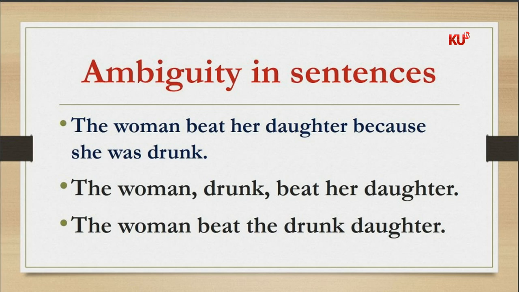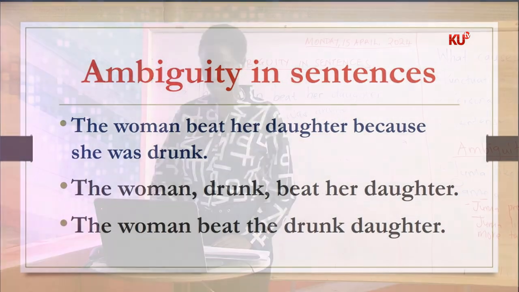So the first meaning, it is the woman who is drunk. If you read the sentence, the woman beat her daughter because she was drunk, it refers back to the woman, it is the woman who is drunk. And then the second meaning, the woman beat her daughter because she was drunk, it's the daughter now who is drunk, and that probably irritated the mother, and so the woman beat the daughter. So those are the two possible meanings of that statement.